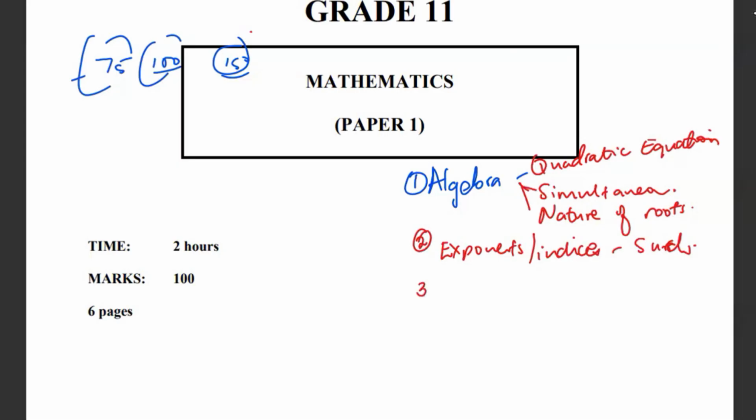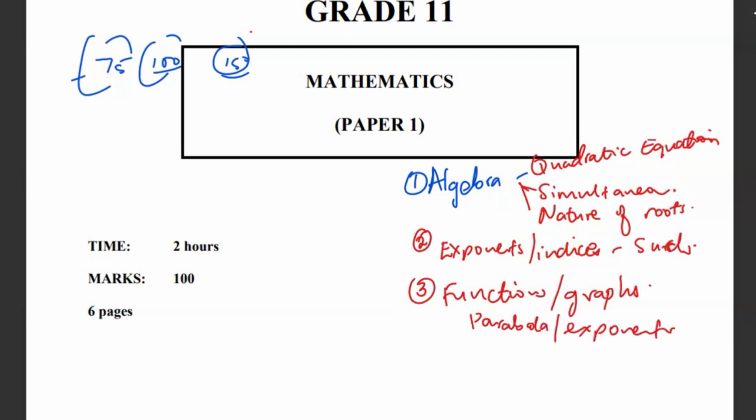Number 3 is the functions. Sometimes we call them graphs. So we have the different types. We have the parabola, we have the exponential, and the straight line. These are 3, and then the favorite one, the most loved, which is the hyperbola.